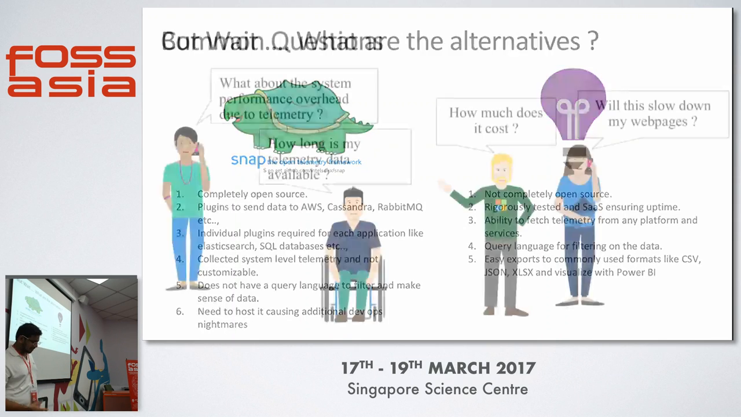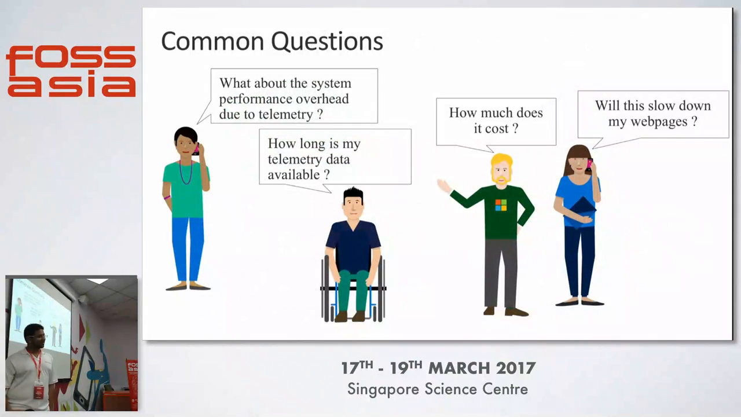And I understand you have a few common questions in mind. So what about the system load? Does including telemetry as a library hamper my performance? How long is the data available for me to make decisions out of? How expensive is it? And will it slow down my web pages because I'm adding a new library?